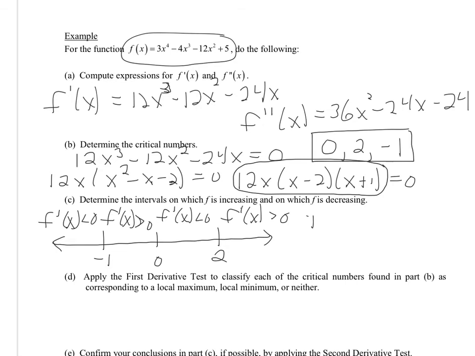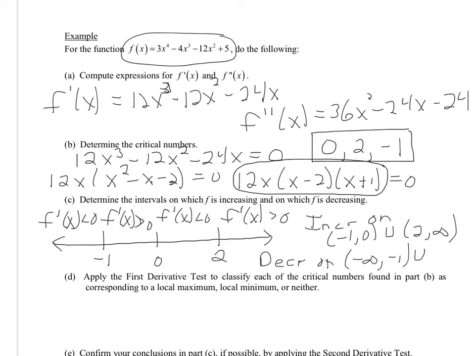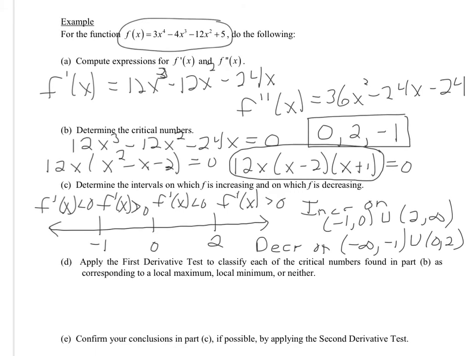So f is increasing wherever its first derivative is positive. And so that would be on the intervals negative 1 to 0 and 2 to infinity. And likewise, the function would be decreasing on the interval from negative infinity to negative 1, as well as the interval from 0 to 2. Hope you can read my writing. Sorry that it's so messy.